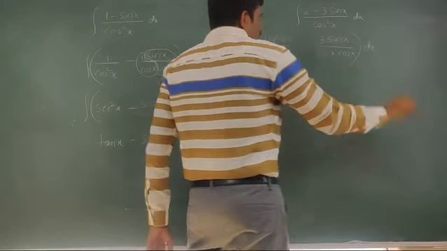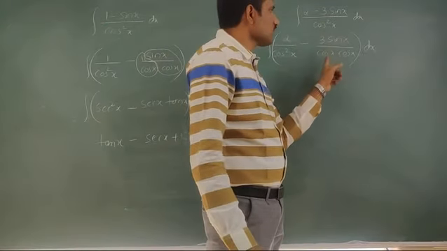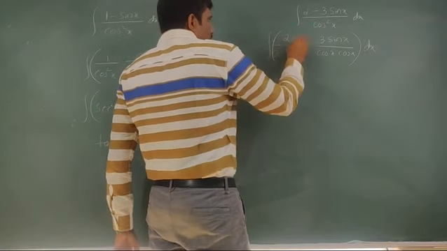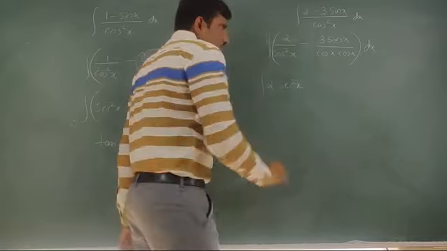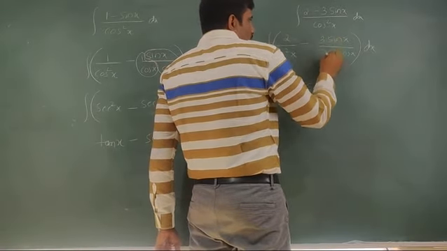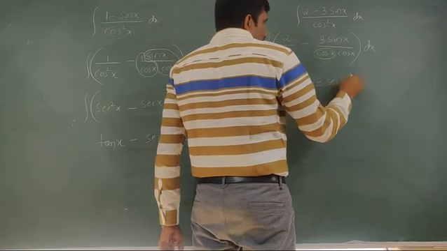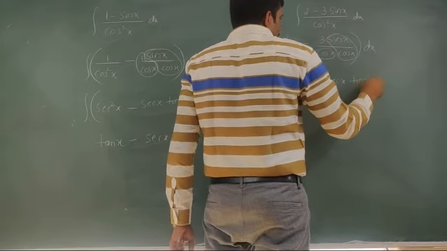Is it clear, students? I am separating the terms: 2 by cos square x minus 3 sin x by cos square x, which I can write as cos into cos. Now it is 2 into, what is 1 by cos square? 1 by cos square is nothing but sec square x, minus 3 times 1 by cos, which is sec x, and again sin x divided by cos x, which is tan x, into dx.